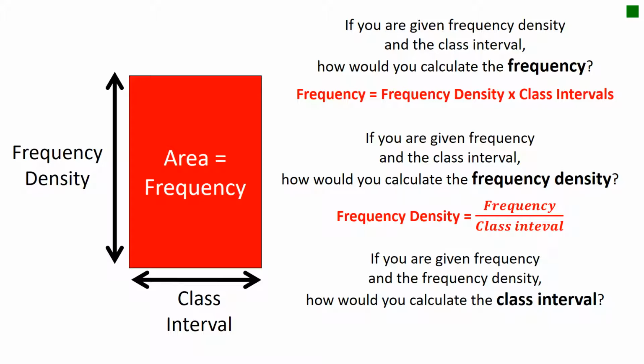How would you work out the frequency density? That is equal to the frequency divided by the class interval. And to work out the class interval, you would do frequency divided by frequency density.